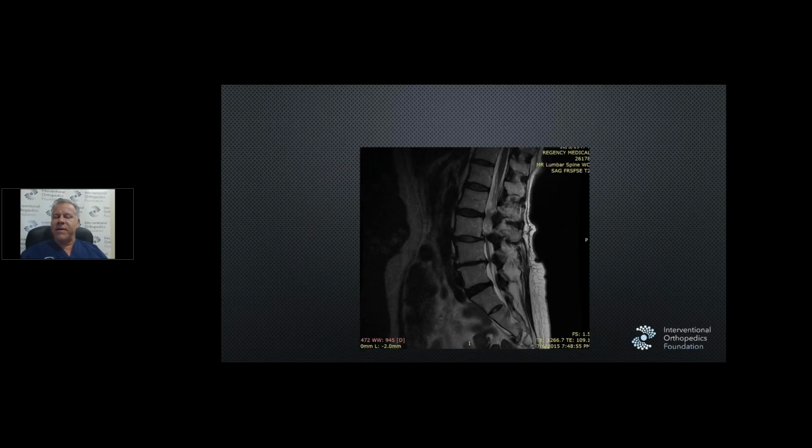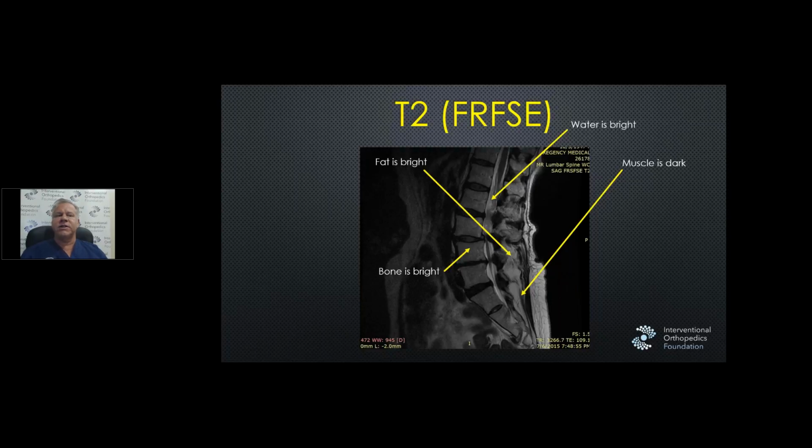So if we look at this image, we can see that water is bright here. So the water in the cerebrospinal fluid around the cord. We know that bone is bright. And so we can see here water is bright, muscle is dark, fat is bright, bone is bright. This is a T2 FSE, fast spin echo. So fast relaxation, fast spin echo type image. And that type of image is very, very commonly seen in lumbar MRI.